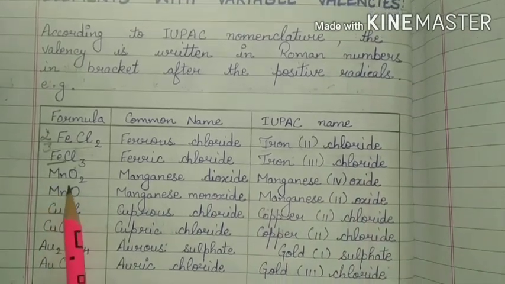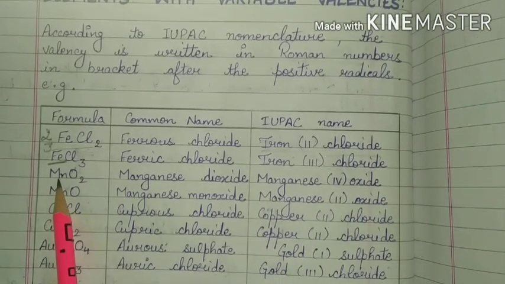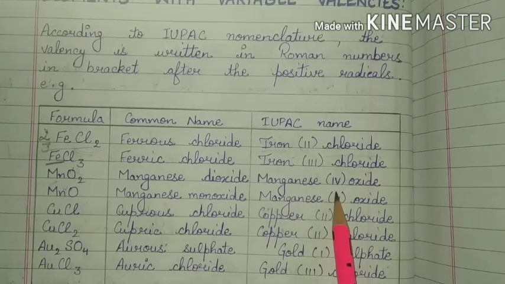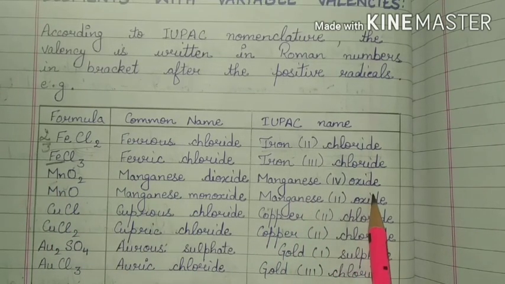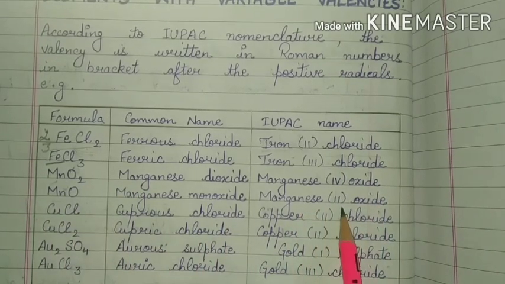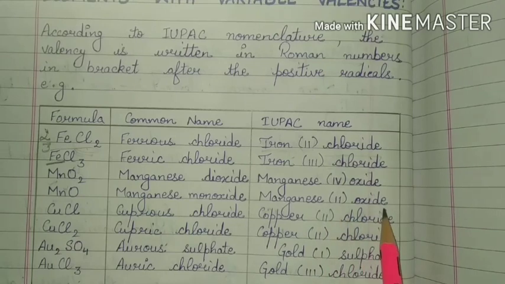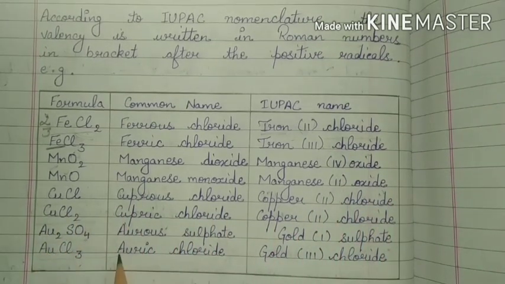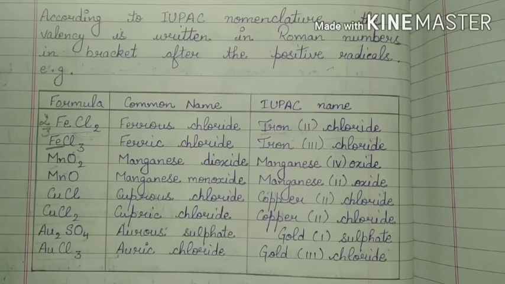The same is the case with MnO2. Here manganese valency is 4. So it is written as manganese, and in brackets in Roman numerals we write 4, and oxide. Similarly for MnO, manganese, and in Roman numerals we write 2 in brackets and then oxide. Similarly, we can write the names of other compounds having variable valencies.